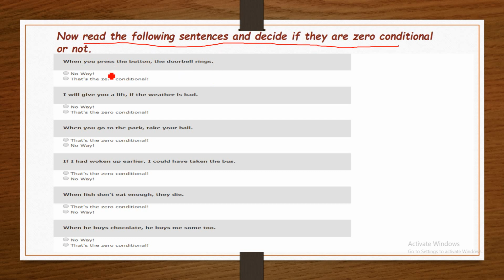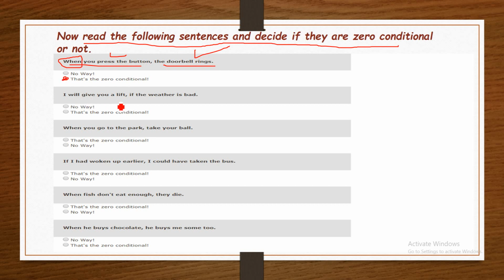First, what are the conditions of zero conditional? Both clauses should be in present simple tense. Let's check. Here if is replaced by when, no problem. You press the button, this is present simple. The doorbell rings, this is also present simple. Therefore, it is zero conditional.